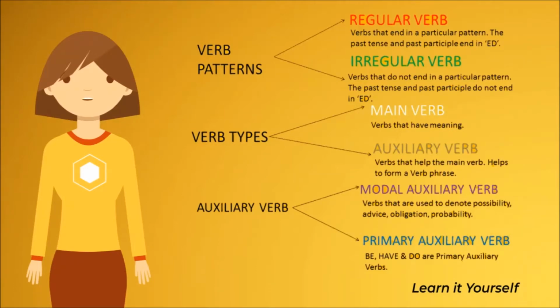Now, auxiliary verbs are divided into two types. The first type is the modal auxiliary verb. These verbs denote possibility, advice, obligation, probability. These verbs denote actions that have not been completed. It's more like when you're expressing the future of an action. Primary auxiliary verbs are those verbs that are used with the main verb, and they are be, have, and do.